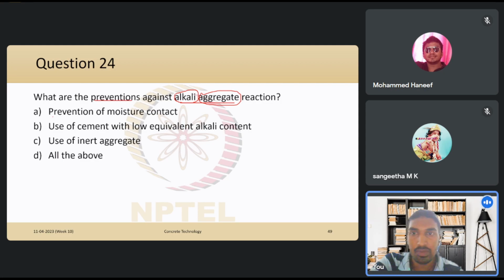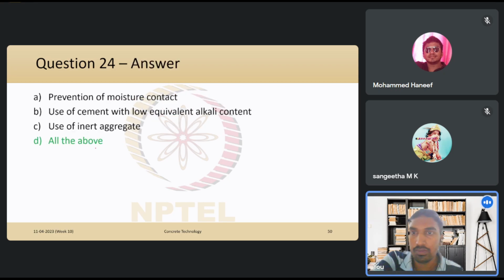So we can prevent moisture ingress, and by preventing that, we will be able to stop this reaction. B is using cement with low equivalent alkali content, right? Because alkali is needed, by using cement that has lower alkali content, we can also control the alkali aggregate reaction. And the third is the use of inert aggregate. As we saw some examples before of reactive aggregates, by not using them and going with inert aggregates, we can again reduce the effect of the alkali aggregate reaction. So all three, A, B, C, are valid prevention measures. So the right option is D, all the above.